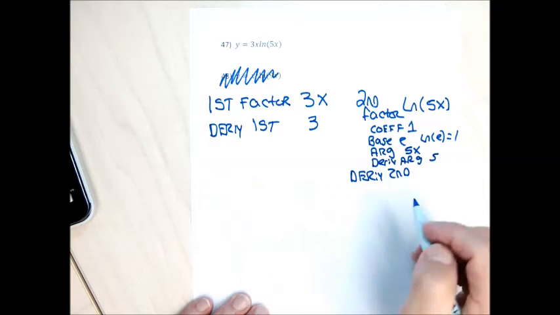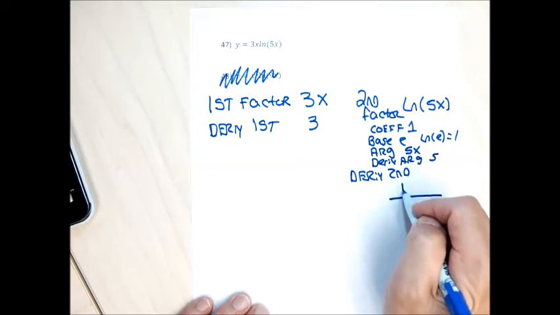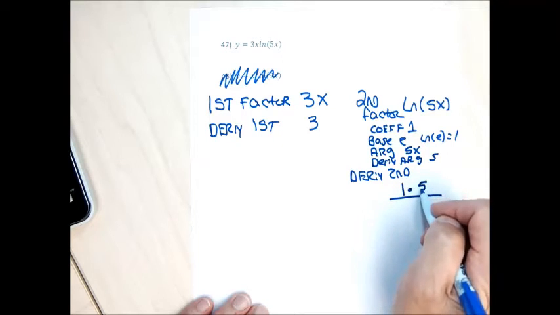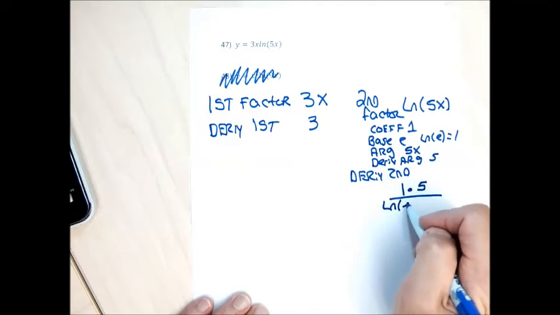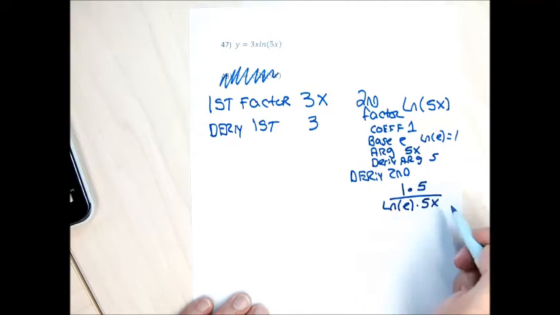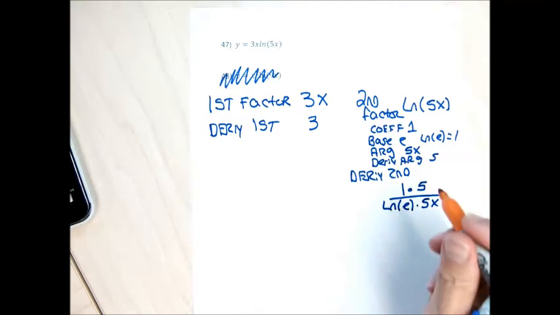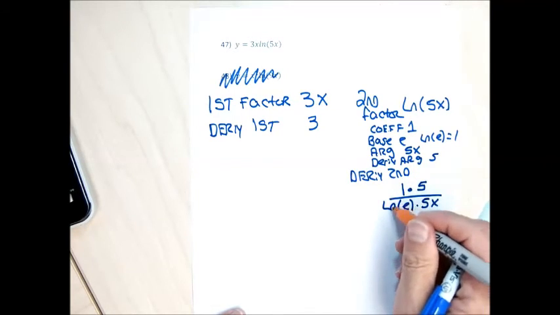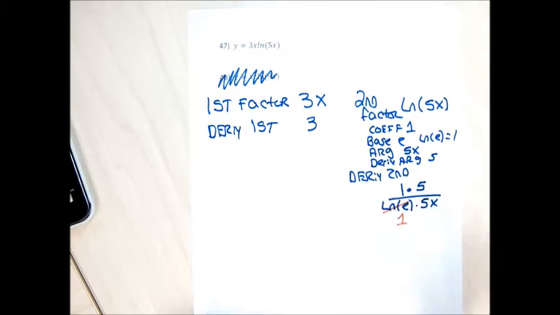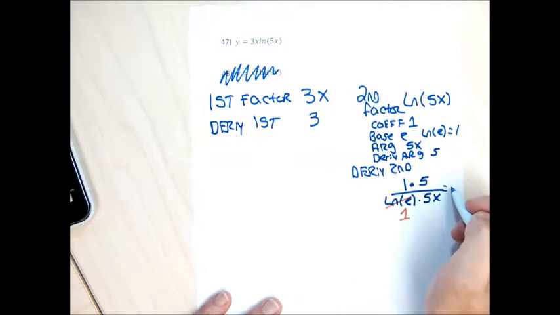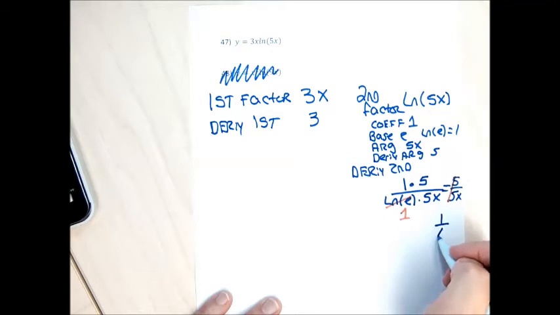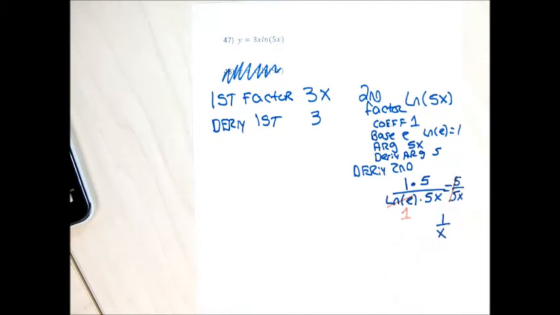When I go to write this derivative down, technically it's the coefficient times the derivative of the argument over the natural log of the base times the argument. Don't need to write a 1 there in the numerator because 1 times 5 is just 5. And in the denominator, the natural log of e is 1. So this is really 5 over 5x. I could cancel the 5's. They both turn into 1. I need to write the 1 in the numerator. So there is everything I need to use the product rule.